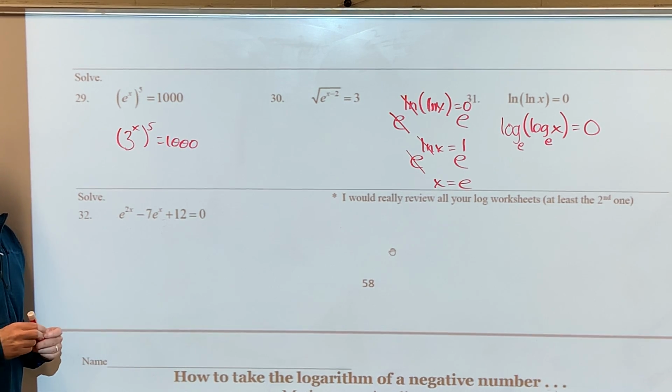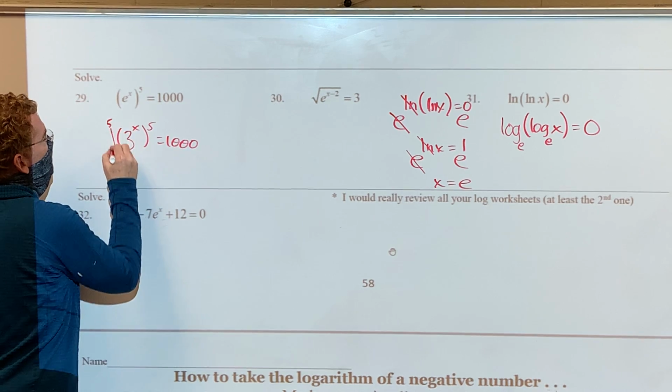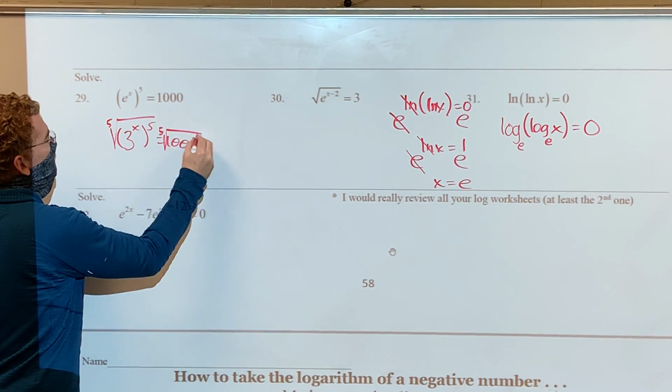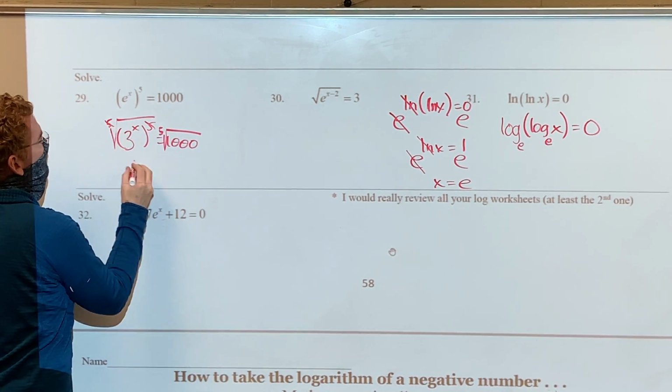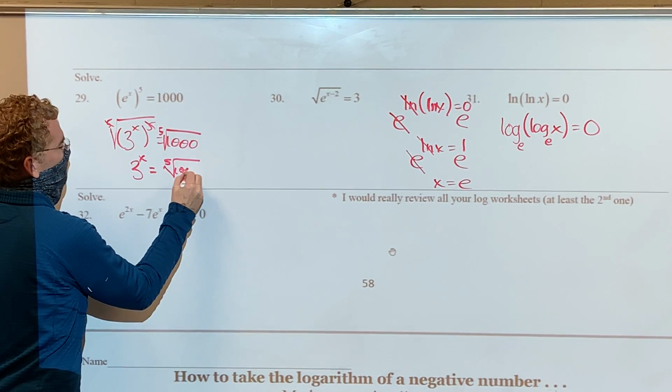Root 5 to the 1. 5th root it? Why not? 5th root it? And then that cancels and leaves me 3 to the x equals the 5th root of 1,000. You know it's log 3.